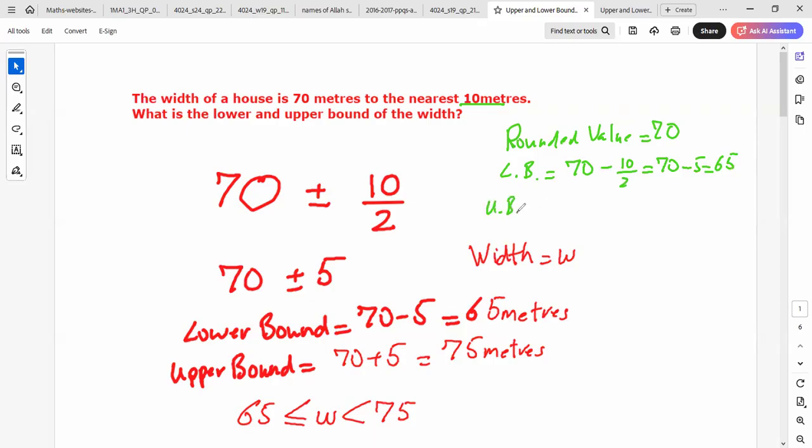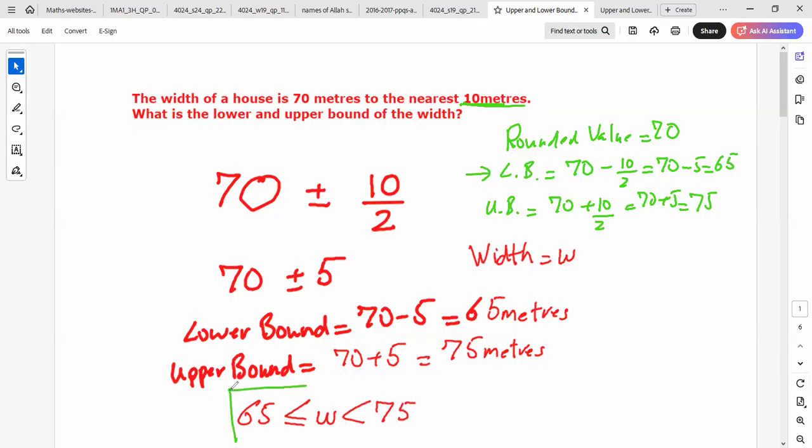The upper bound will be 70 plus 10 over 2. Again, we are rounding to the nearest 10 meters. So the upper bound will be 70 plus 5, which is 75. Now, one point that you should understand is that the value can be equal to 65, it can be equal to the lower bound, but it cannot be equal to the upper bound. Because if it is equal to the upper bound, 75 is rounded to 80 to the nearest 10 meters.